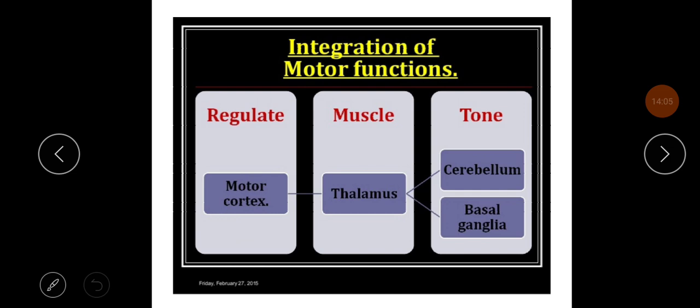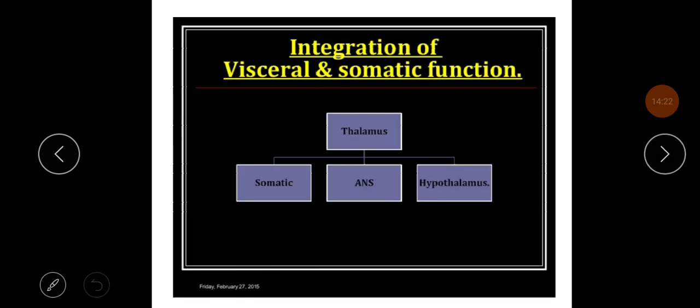They're important in the integration of muscle tone, as they form the bridge between the motor cortex, cerebellum, and basal ganglia. Any information processed in the cerebellum has to reach the motor cortex via the thalamus. That is how it is important for integration of motor function. It is also important for the integration of visceral and somatic function, as it has extensive connections to the somatic nervous system, autonomic nervous system, and the hypothalamus.